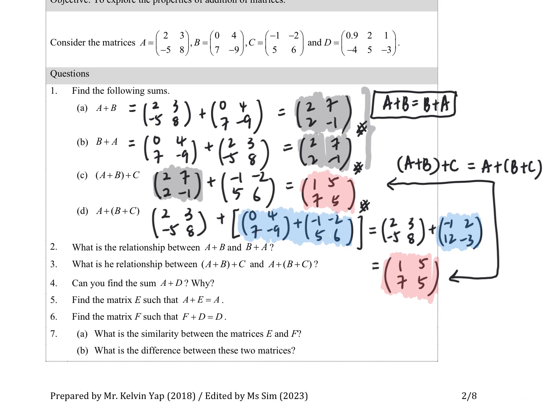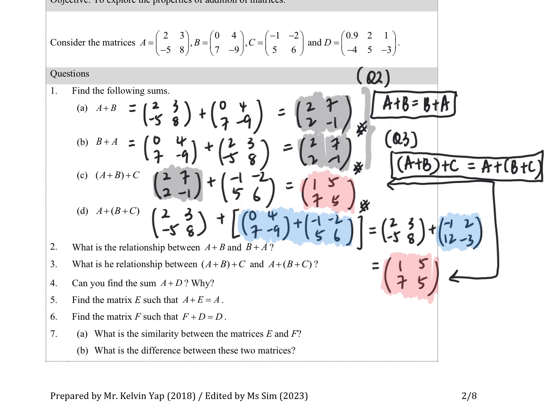So this is trying to tell you whether you add the first two first or the last two first, you will still get the same answer. So this is question 2, the relationship. This is equal. Question 3, the relationship. This is also equal.